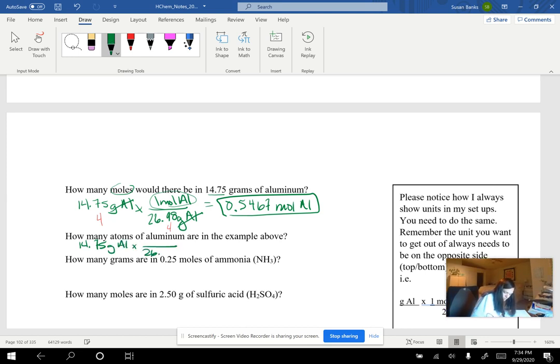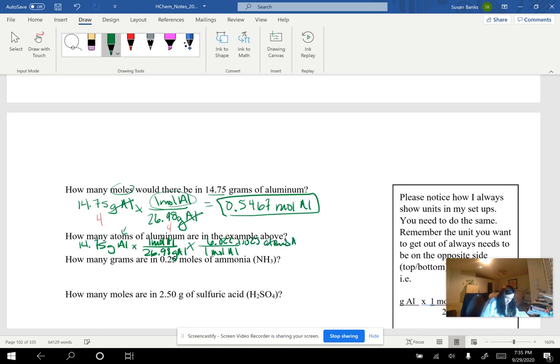So we're still going to use the 26.98 grams of aluminum for 1 mole of aluminum. Now, we're good. This is where we need to start, but we're not done because we're asking for atoms. So now we're going to have to use Avogadro's number. In 1 mole of aluminum, I have 6.022 times 10 to the 23 atoms of aluminum.